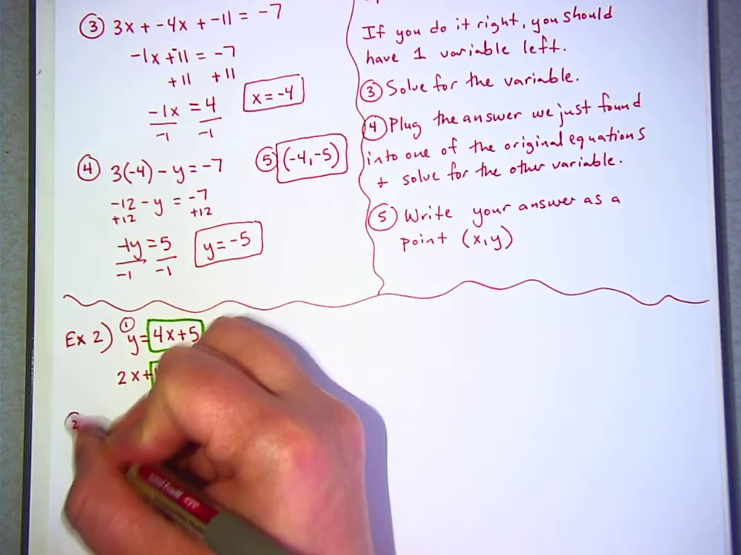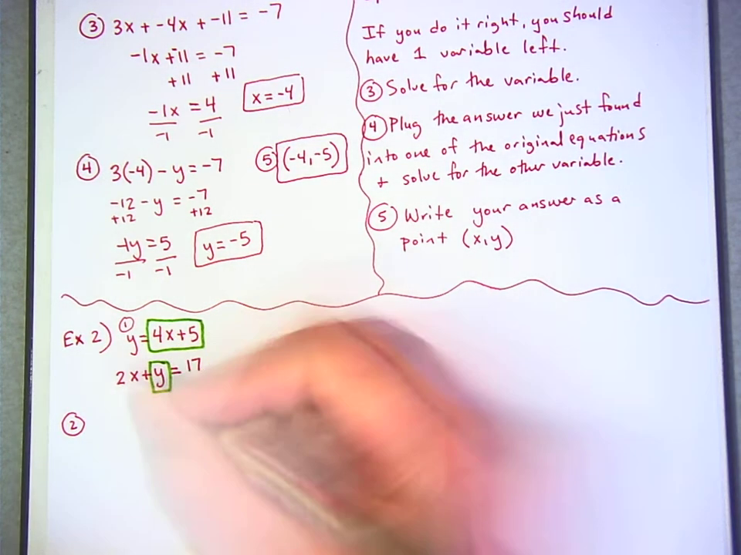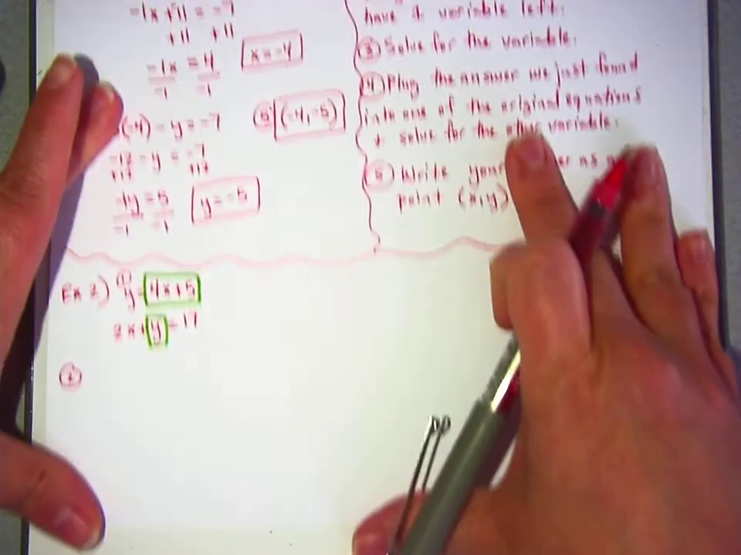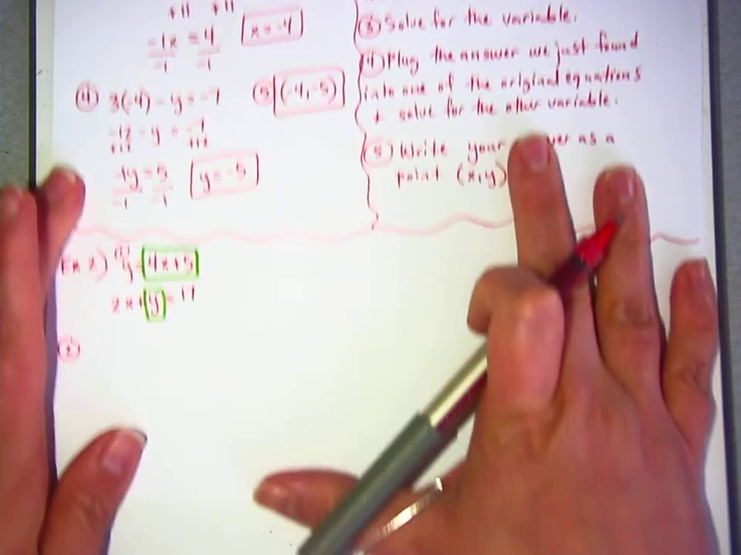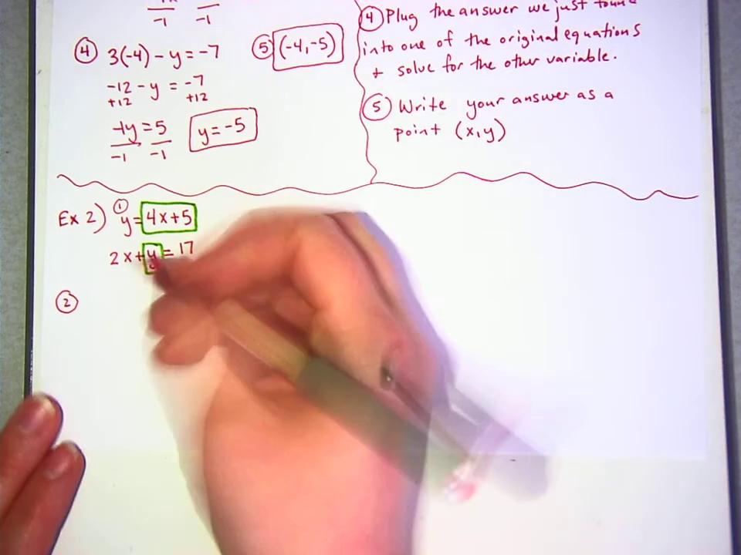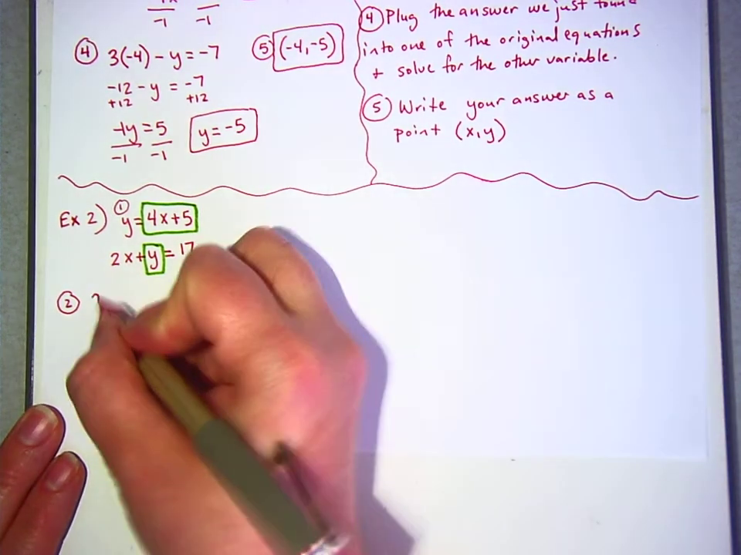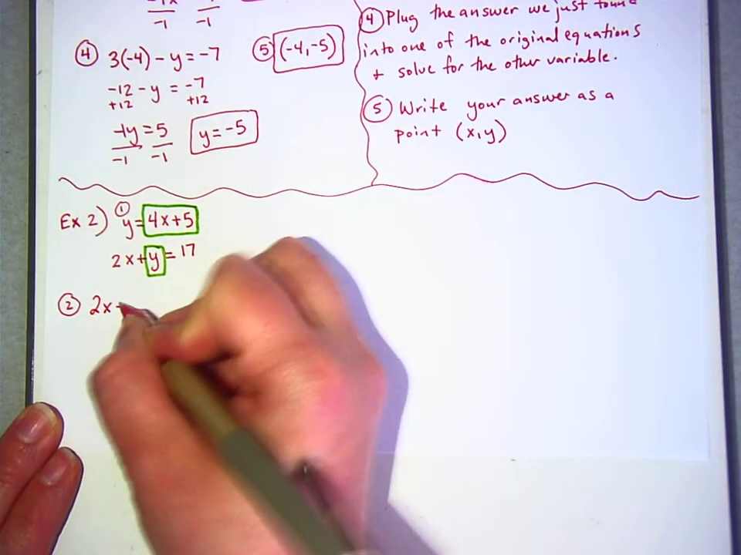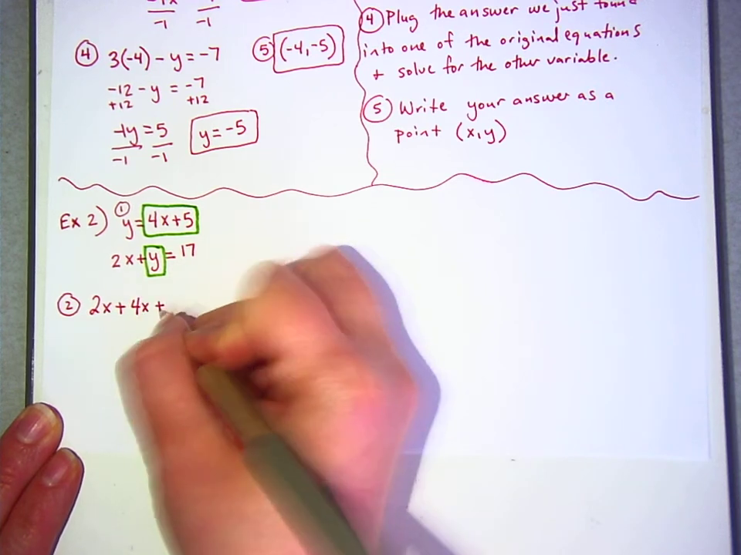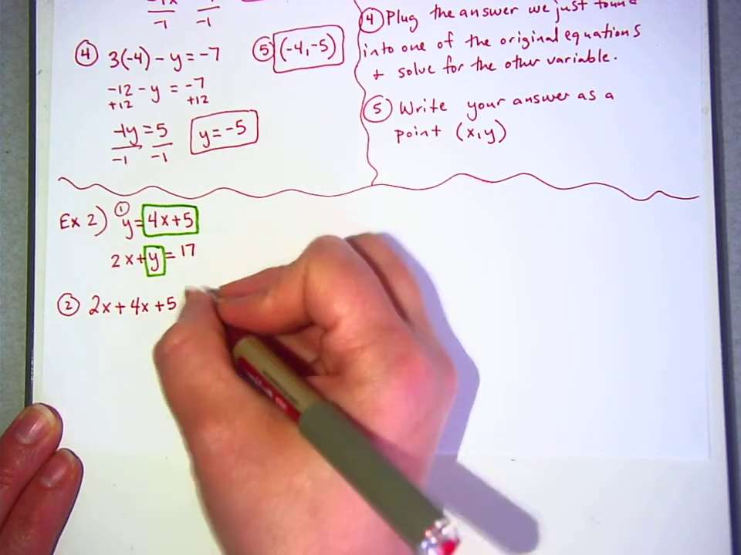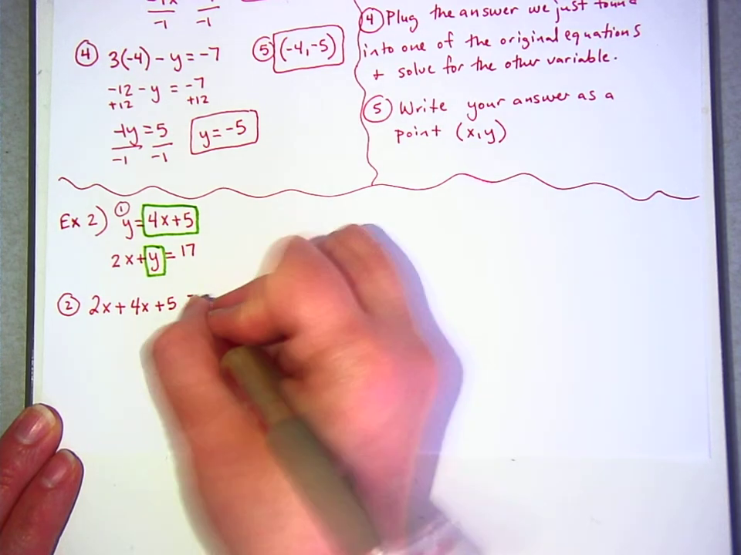Does it help when I label my steps? Okay, what should I do next? Okay, so I'm going to write that second equation, 2x plus, and then I'm going to plug in this stuff, 4x plus 5. If you don't have a number that's in front of the y, you don't have to put it in parentheses, you can just write it.